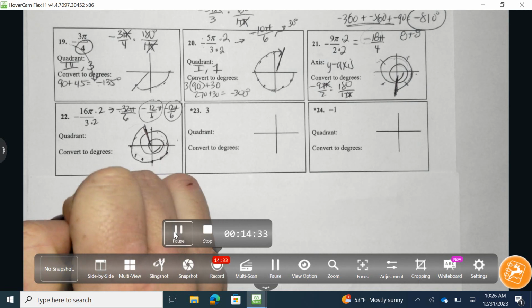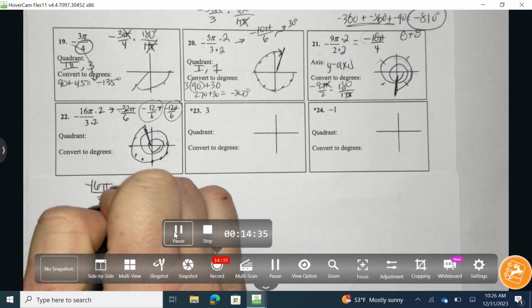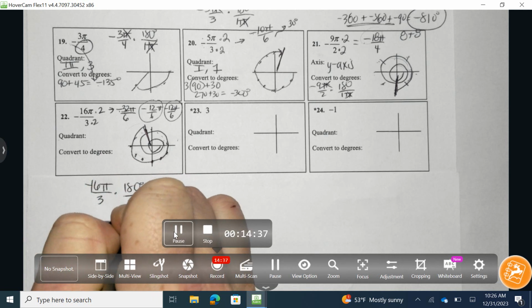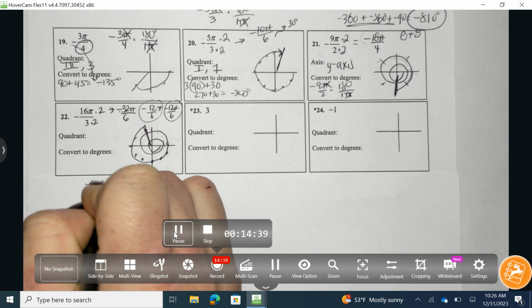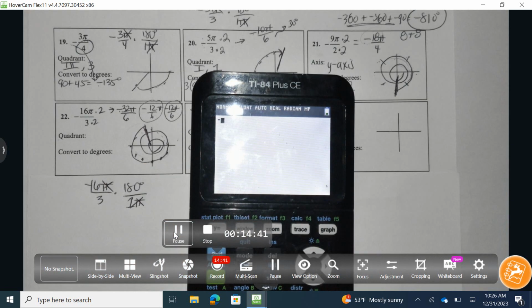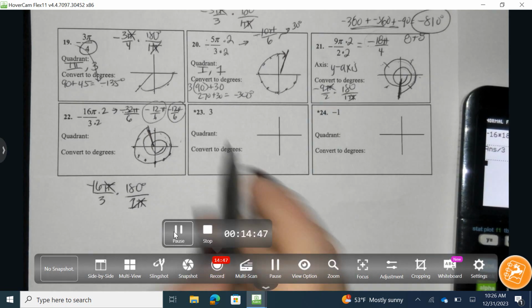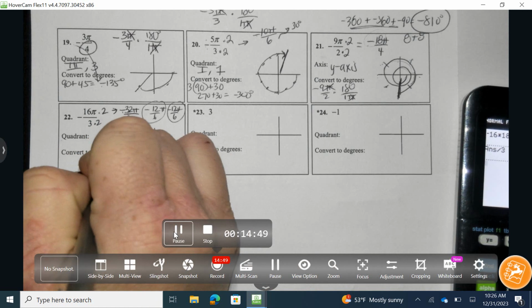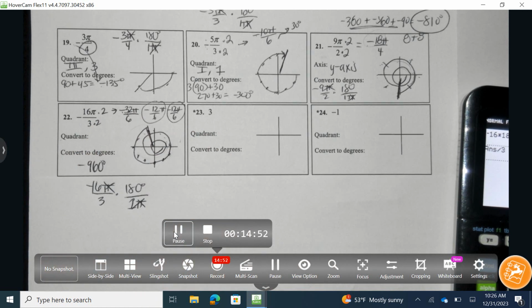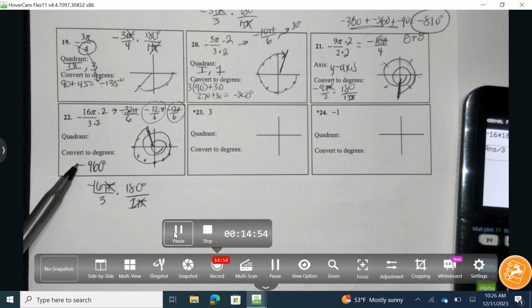All right, so let's quickly convert this now, taking it times 180 over 1 pi. And I'm going to grab the calculator. Don't forget about the negative sign. That's a common mistake. And I end up with a negative 960 degrees. Negative 960. If this is negative, this will be negative. If this was positive, then this would be positive.